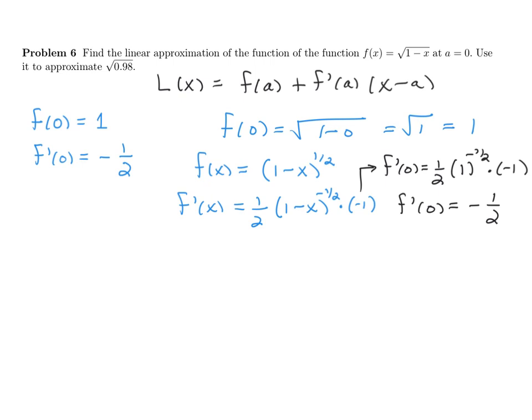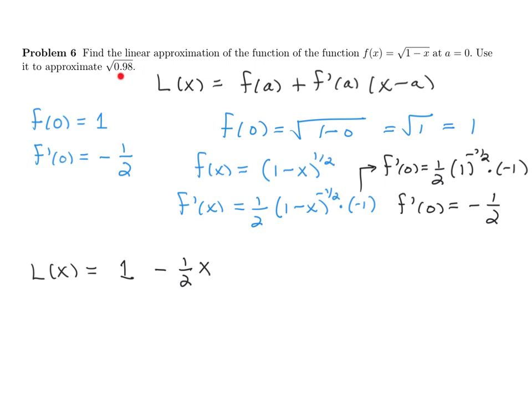Okay, so we have that L of x is equal to f of 0, which is 1, plus f prime of 0, which is minus 1/2, multiplied by x minus 0. X minus 0 is simply x, so I'll just write an x here. All right, good. We have the linearization, and I want to use this to figure out, well, what is the square root of 0.98 approximately equal to?